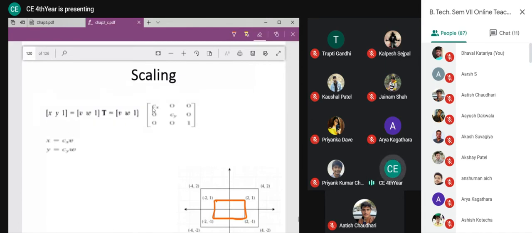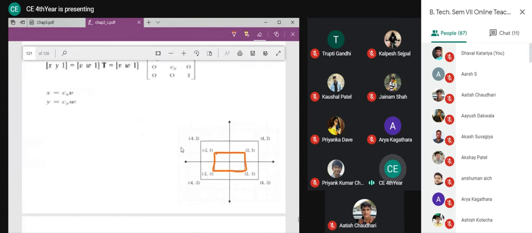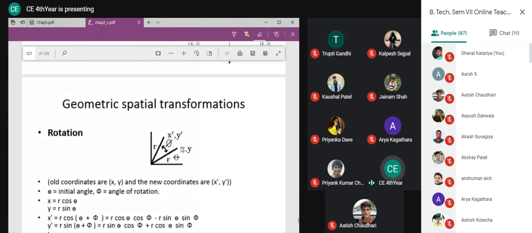So that Cx value will come here. Cx into V, Cy into W, and this is S. If I change my matrix like this, it is going to give me scaling, and scaling can be expansion or shrinking. If the factor is less than 1, it is shrinking, otherwise expansion.